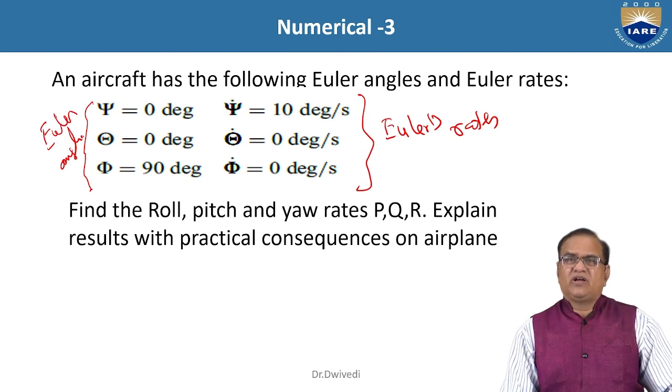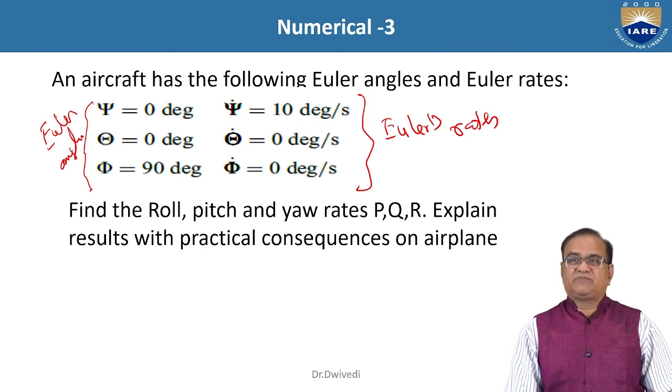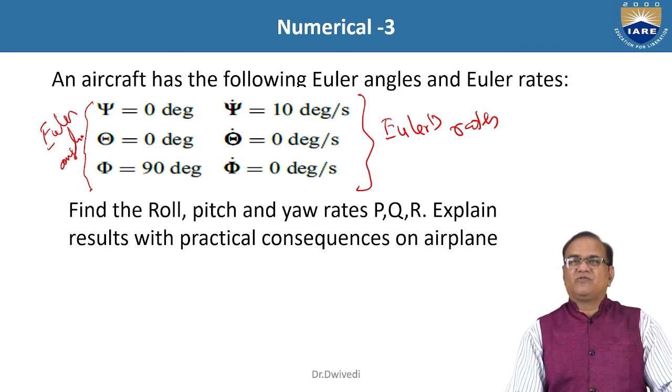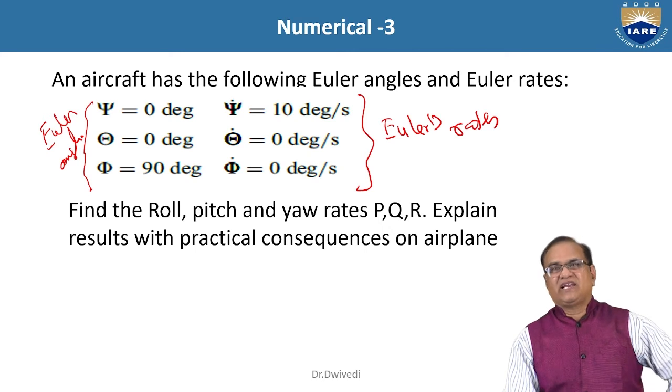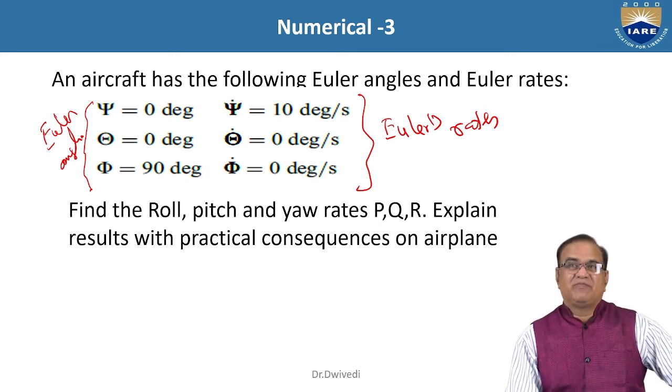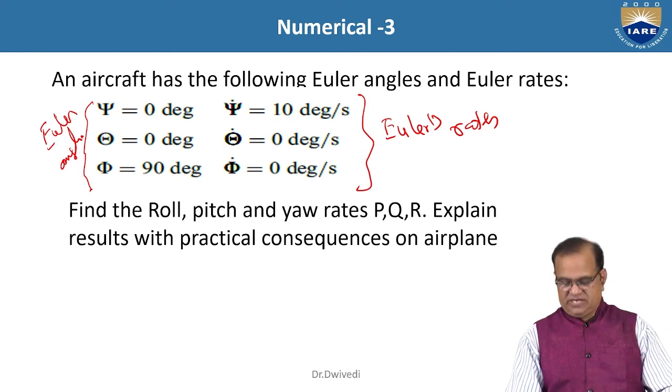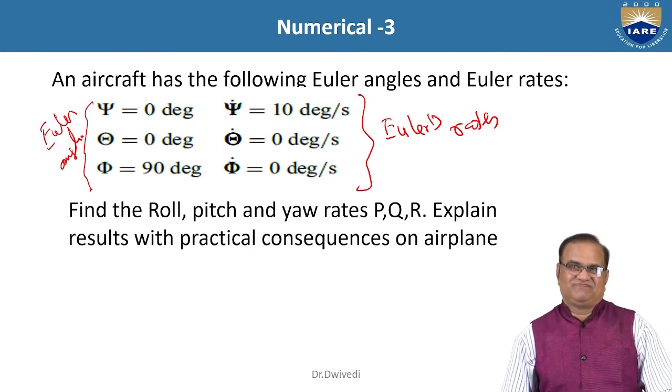So find the roll, pitch and yaw rate, that is P, Q, R. Explain the result with practical consequences on the airplane. These are the parameters which are given to you, and by these parameters we have to find out the roll rate P, pitch rate Q, and R is the yaw rate, and explain its physics.